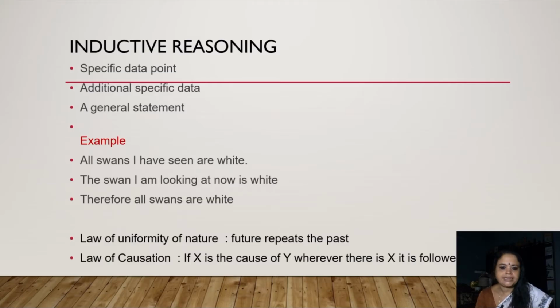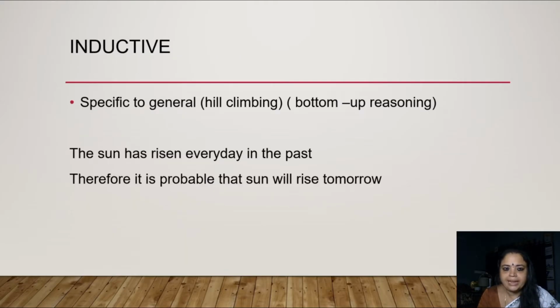Law of causation. That is, if X is the cause of Y, wherever you see X, it will always be followed by Y. That is the law of causation. So inductive reasoning follows two laws, the law of uniformity of nature and the law of causation. That you need to remember. So inductive reasoning goes from specific premises to a general conclusion. Therefore, it is called a hill climbing model, or it is also called bottom up reasoning. So these are certain definitions you need to know.